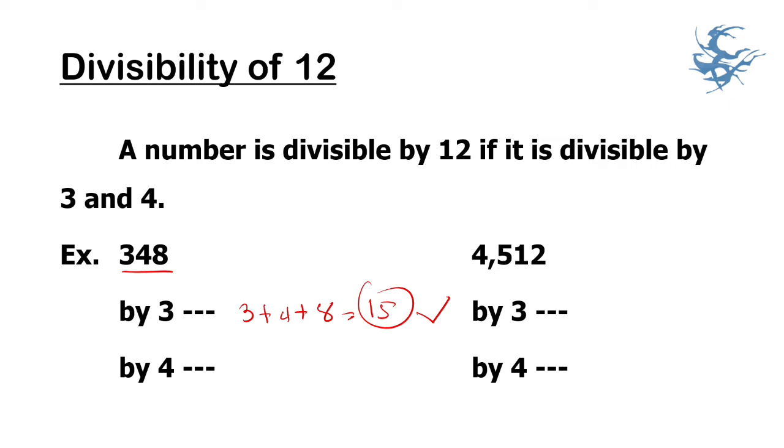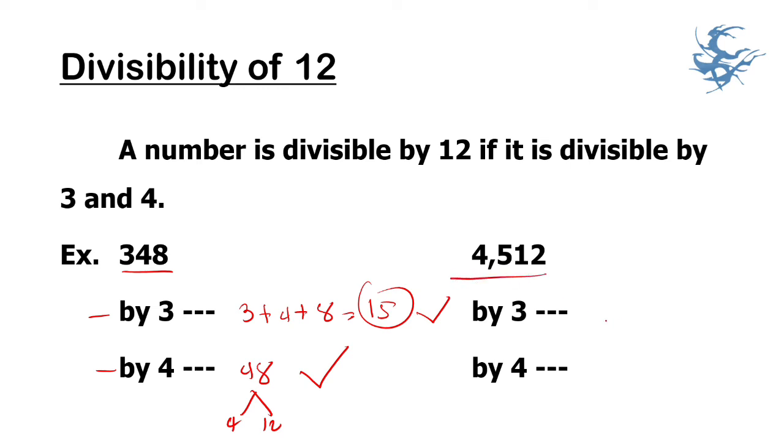Now, for 4, we look at the last 2 digits to see if it is divisible by 4. In this case, the last 2 digits are 48. Technically, 48 is just 4 times 12. Okay? So, it is also divisible by 4. Since the number is divisible by 3 and 4, it is also divisible by 12. Okay? Now, let's go with our next example.